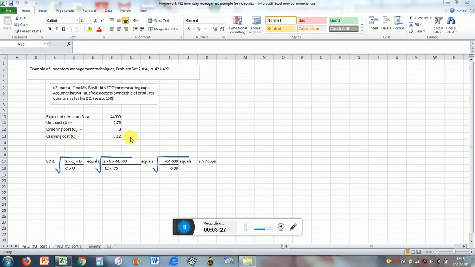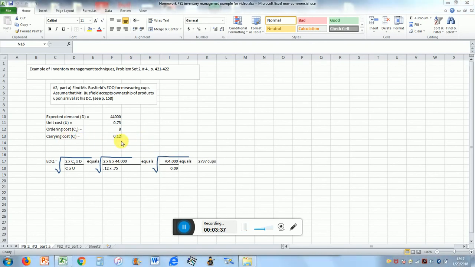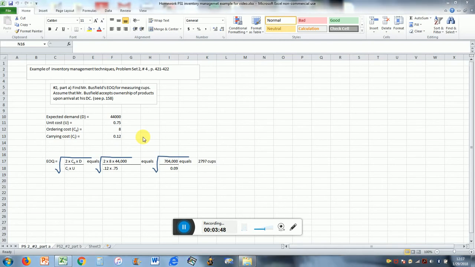Okay, and if you read the text, carrying costs and ordering costs are comprised of several things, but specifically carrying costs have to do with insurance, obsolescence, and so on. Ordering costs could be the creation of a purchase order, the processing of that order, and so on. So what we have here is basically just putting numbers into a formula.